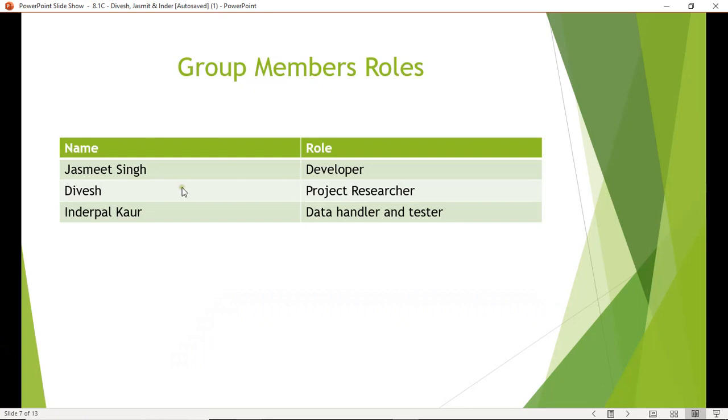So here are the roles of our group members. Jasmeet Singh works as a developer, Devesh as a researcher in this project, and I am the data handler and tester.